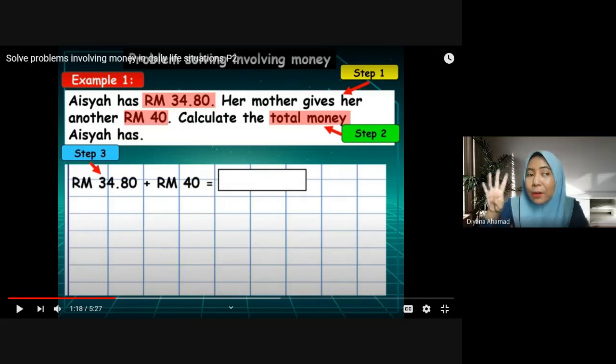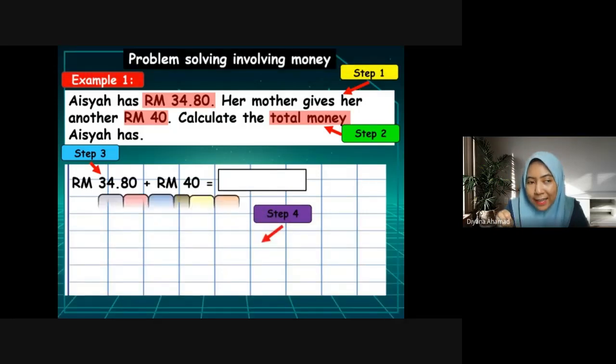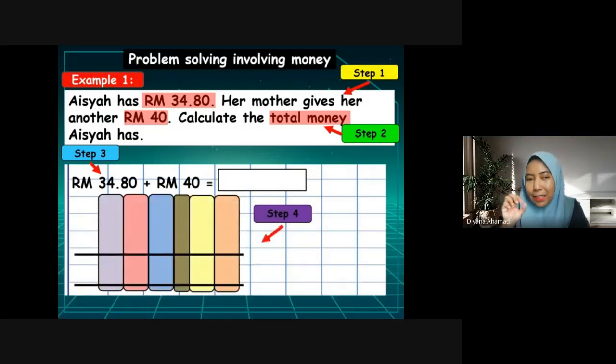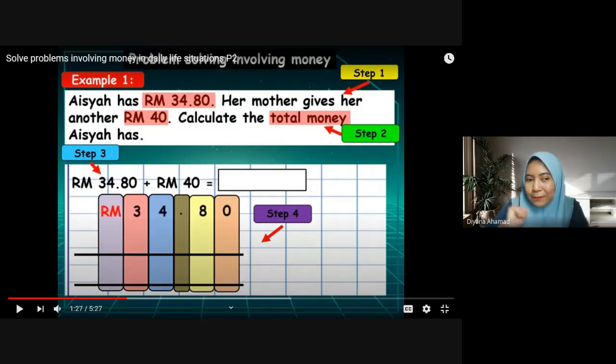Now it's time for you to do the calculation. You write 34 ringgit 80 cent, and then you need to plus with the 40 ringgit. Teacher, my 40 ringgit doesn't have cent at the back. So what did teacher say to you before this? You must put 00 at the back by yourself, right? Because the money that you need to plus has the cent at the back.